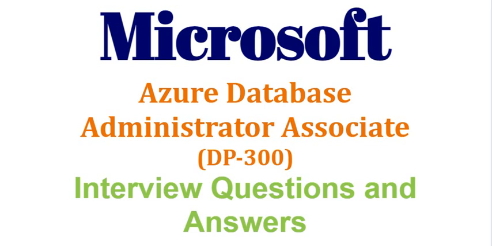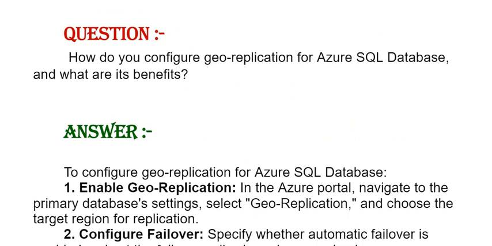Do share please. Our question is, how do you configure geo-replication for Azure SQL database and what are its benefits? Your answer should be, to configure geo-replication for Azure SQL database, first one is enable geo-replication. In the Azure portal, navigate to the primary database settings, select geo-replication and choose the target region for replication.